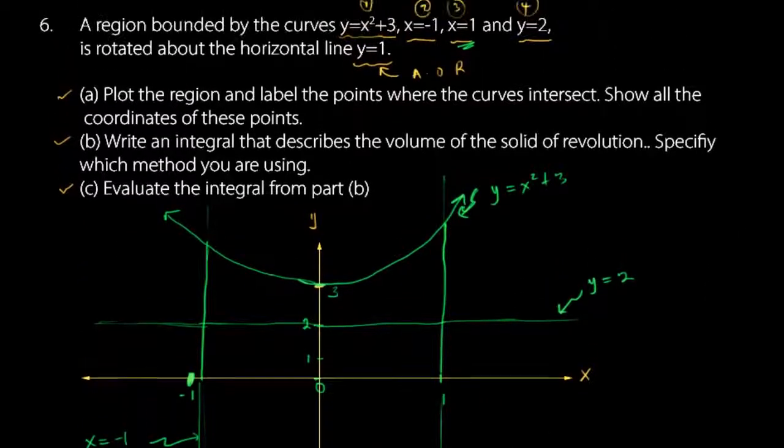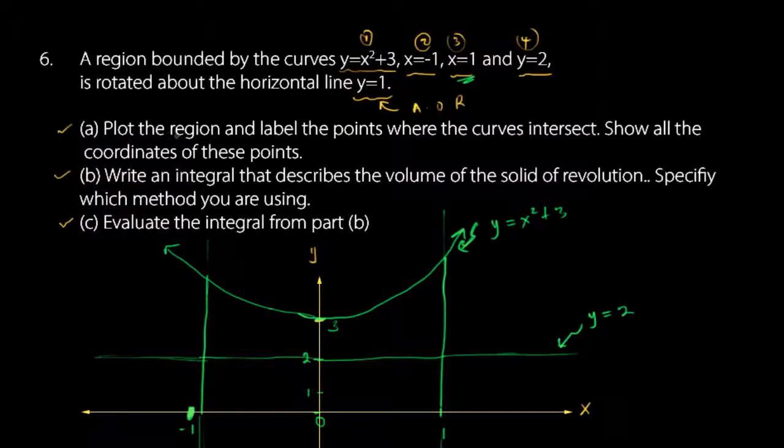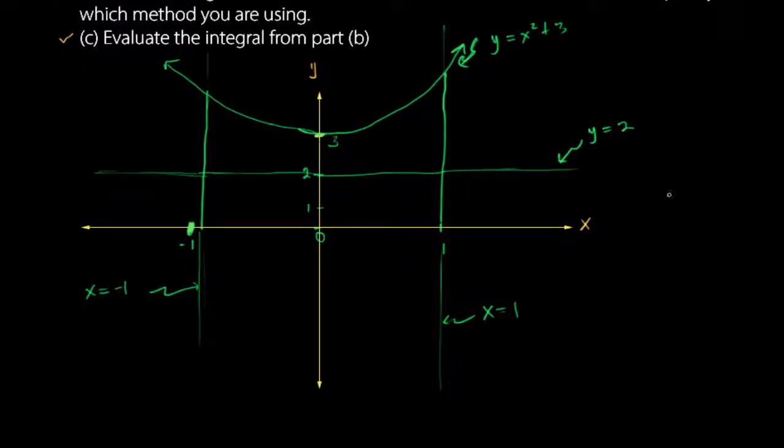Let's go back to the question. It says it is rotated about the horizontal line. Since it is rotated about the horizontal line, that tells me y equals 1 is the axis of rotation. So y equals 1 is going to be my axis of rotation. I'm going to denote that with dotted lines. Y equals 1.